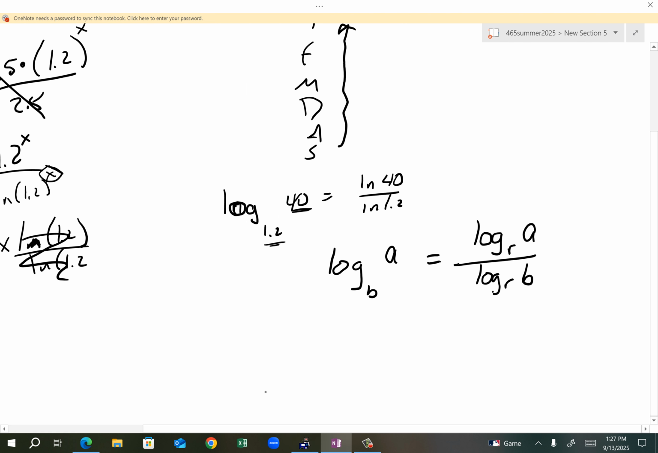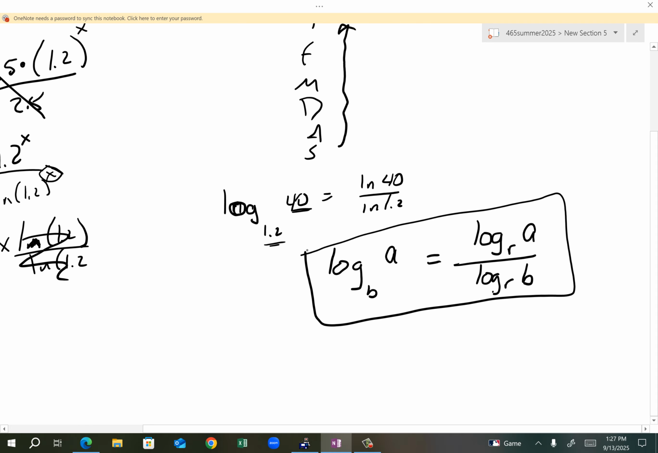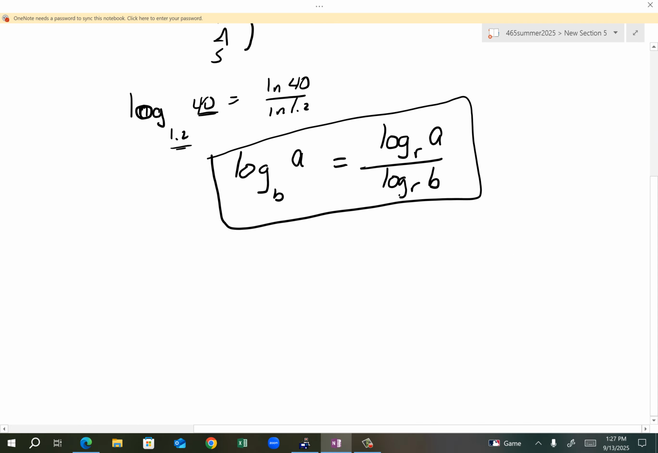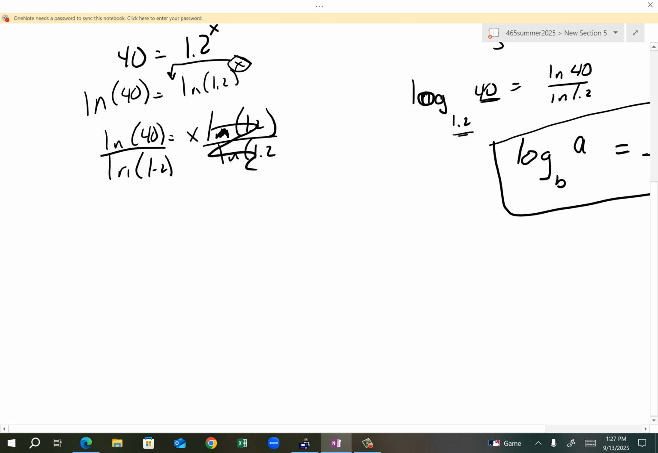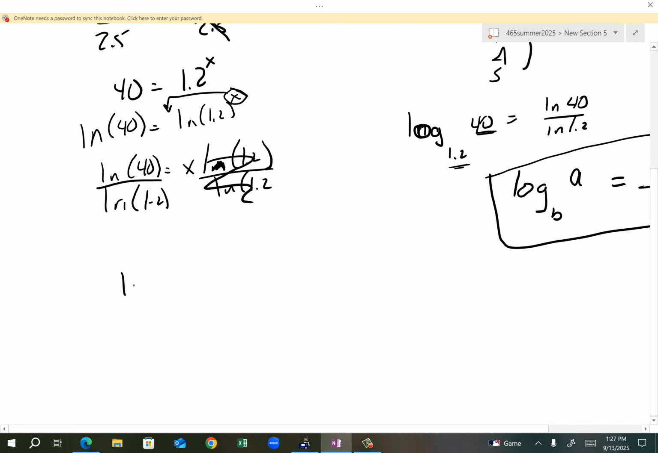So we'll be doing that. This is what's referred to as the change of base formula. And again, 90% of the time, 95% of the time, I will end up with an equation that looks like this. I will end up with 40 equals 1.2 to the x power. I need to get that down. To get that down, I need to take the log in order to do that, right? So what do I do?